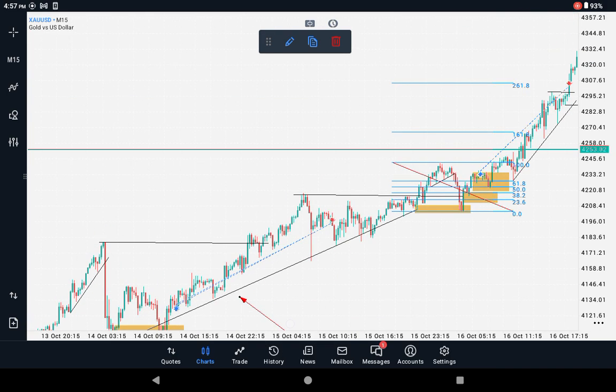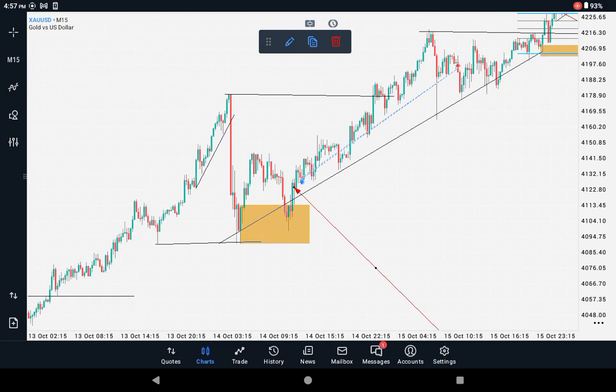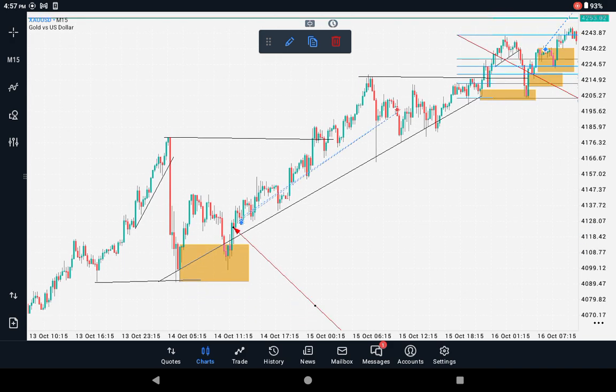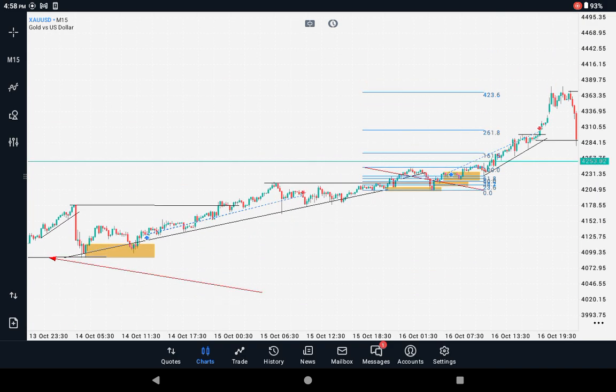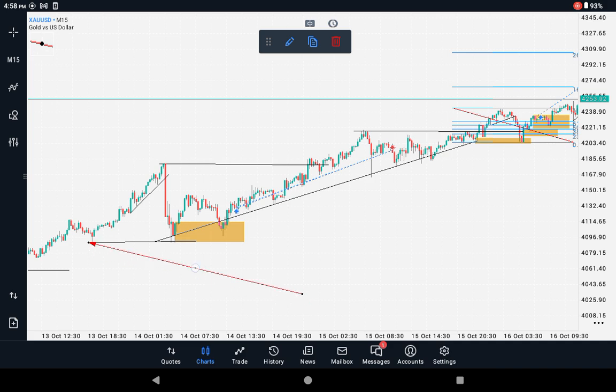The same thing: price swept my POI at this level and this main low here. Price swept this main low here. The same thing, price creates imbalance. So returning to the imbalance, this is where I now took my trade.